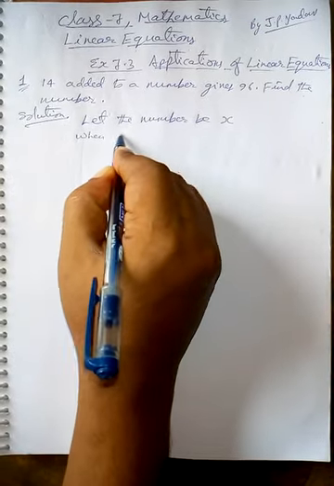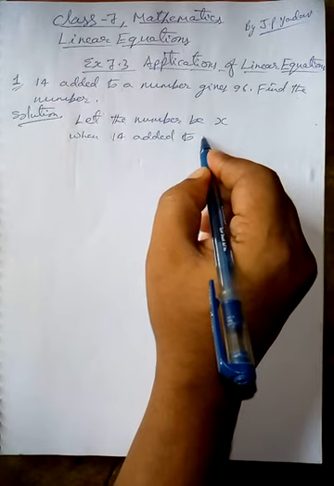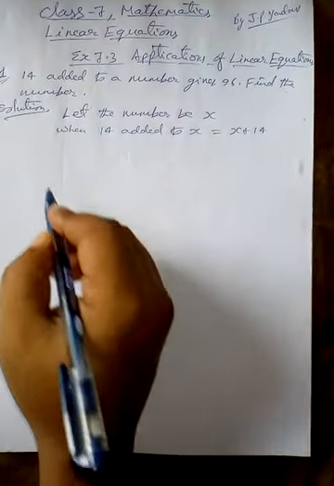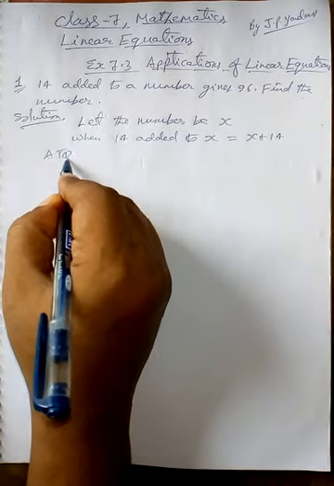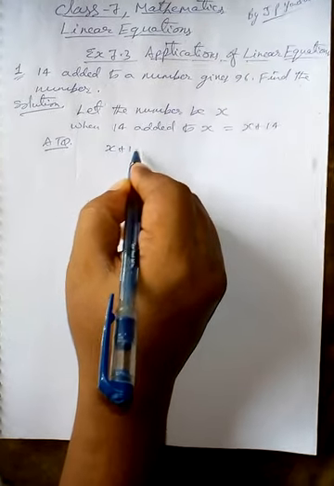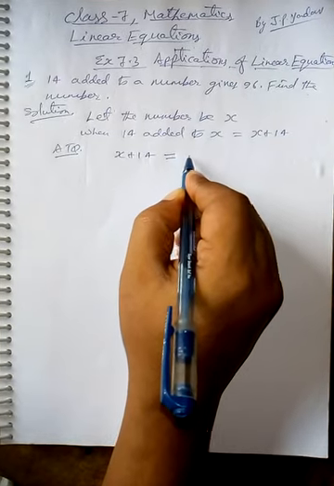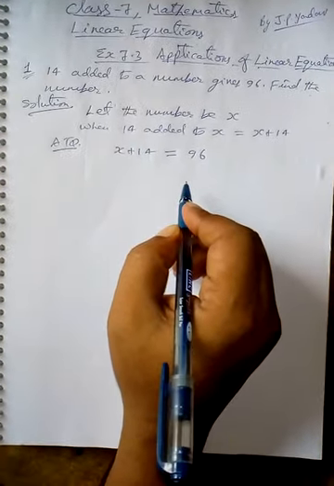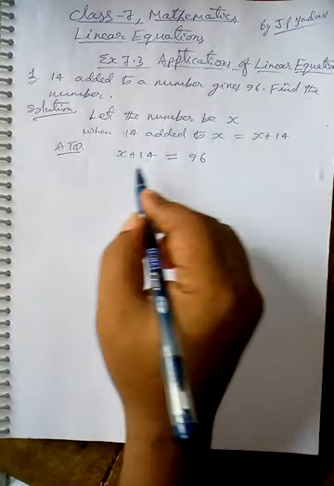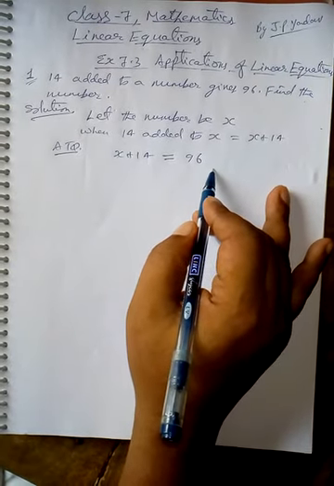When 14 is added to the number that is x, we get x plus 14. Now according to the question, ATQ, it is said that when 14 is added to the number, it equals 96. जब 14 ऐड करेंगे इस नंबर में जो कि हमने x लिया है तो वो हमें 96 देगा. Now this is the equation you got in one variable.